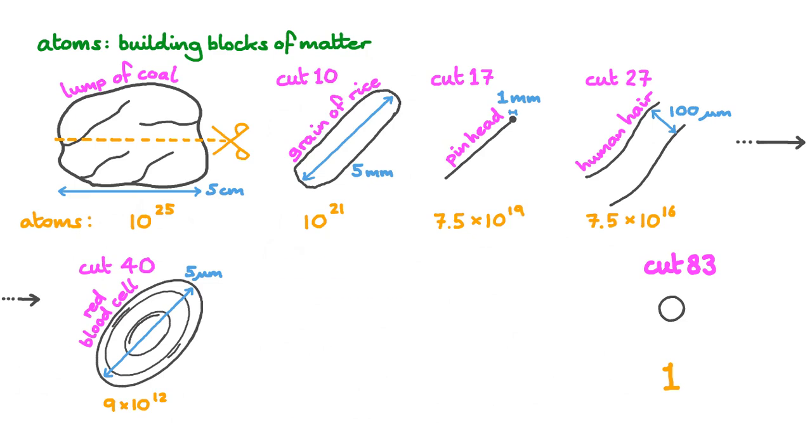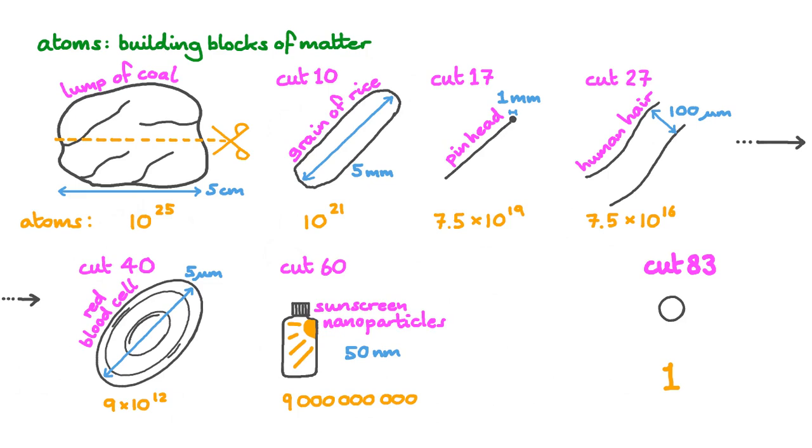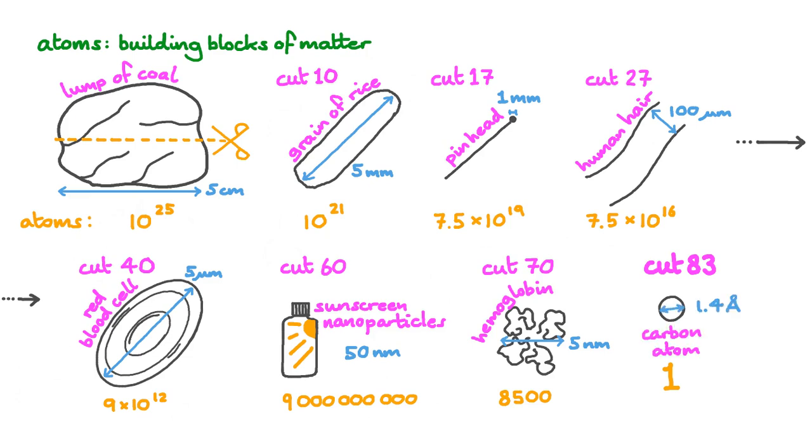That's 40 cuts. 20 more cuts, and our microscopic dust looks like the nanoparticles of titanium dioxide you might find in sunscreen. At 70 cuts, we're back in the red blood cell, but this time at the scale of a single unit of hemoglobin. And finally, after 83 ever more precise cuts, we arrive at the carbon atom. The atom is the fundamental building block for chemicals. If we go any further, we get into the realm of particle physics, so we're going to stop there. And for this example, I've assumed that coal is 100% carbon, but there are other elements in there as well.